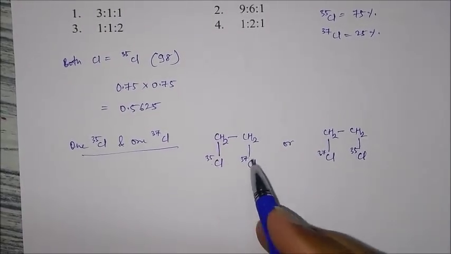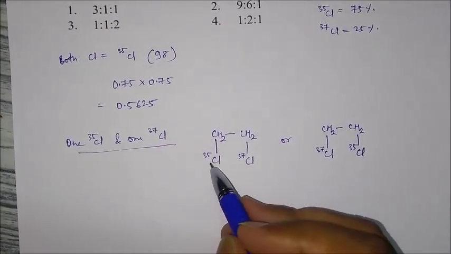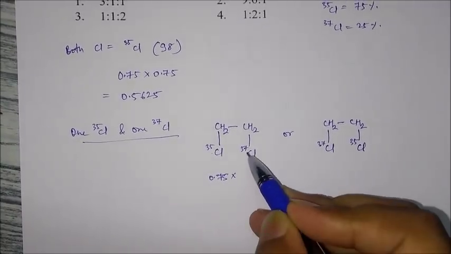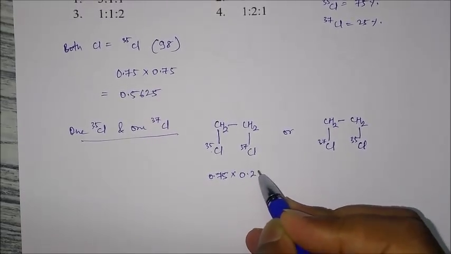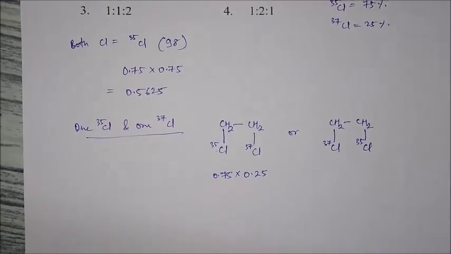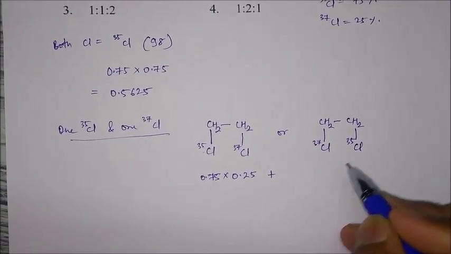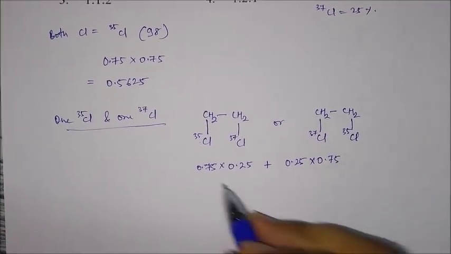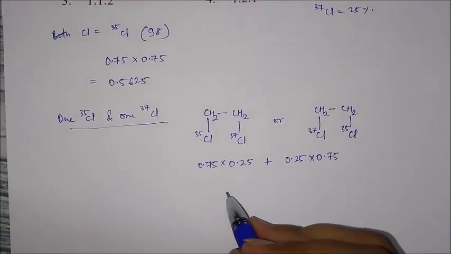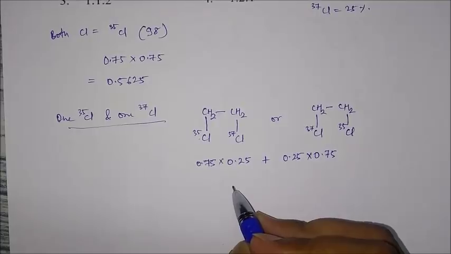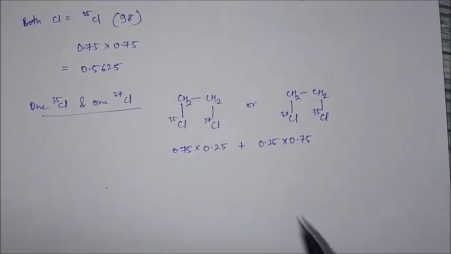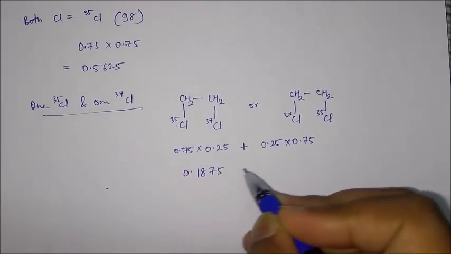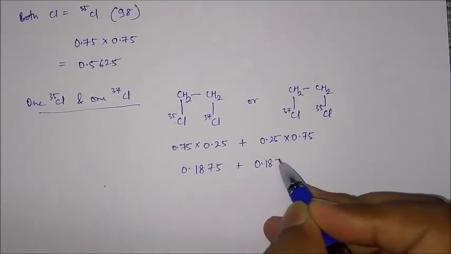Okay, so let's see how the calculation will be done for it. For 35 we have relative abundance of 0.75 into, for 37 we have abundance of 0.25. Okay, so this is done for this molecule. Then add for this molecule also 0.25 into 0.75. So when you solve all these things, you will get around 0.1875 for this, and a similar value 0.1875 for this also.